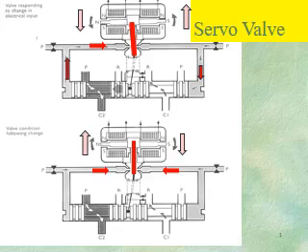This is the working construction of a servo valve. A servo valve works like this: if you give an input for an extension of 20 centimeters, it checks whether the cylinder piston actually reached 20 centimeters or not. This feedback is done by the servo valve.